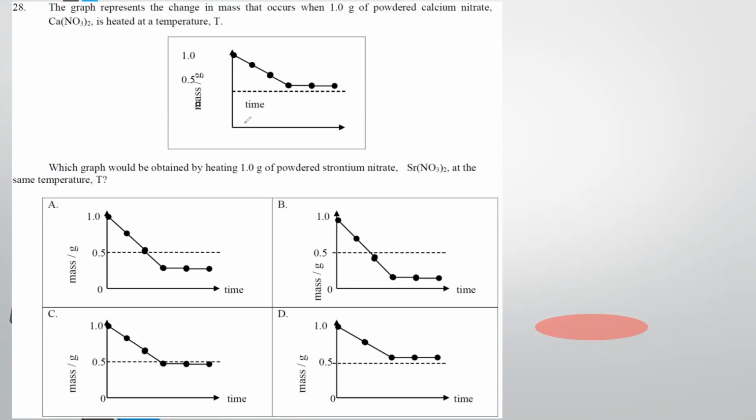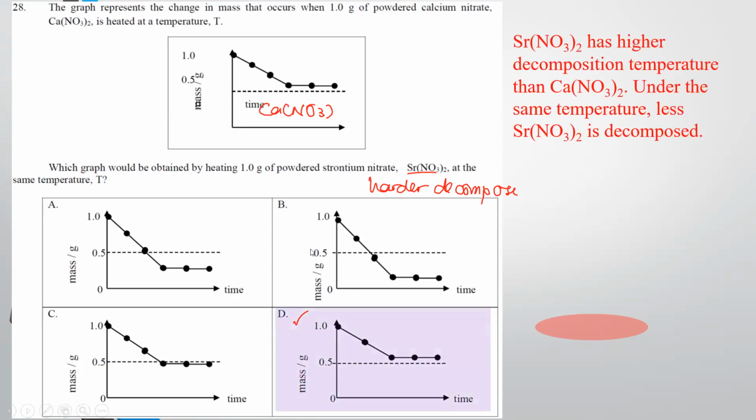What we are going to discuss in here is, you see here, this is the heated calcium nitrate. Okay, so if you compare to strontium nitrate, which is harder to decompose, harder to decompose means that it hardly breaks. So what is in terms of mass for the calcium? Since it is harder to break, the best one is still D. Okay, so that is for number 28.